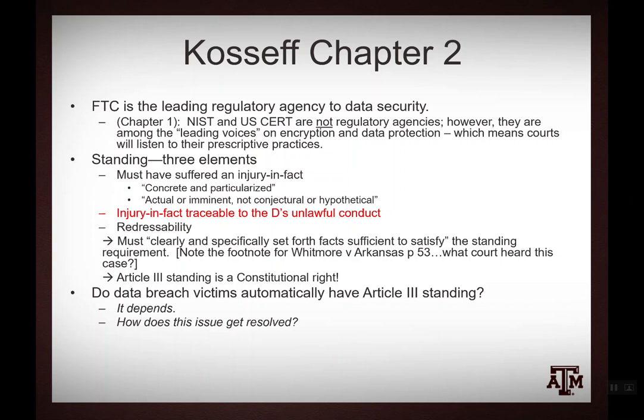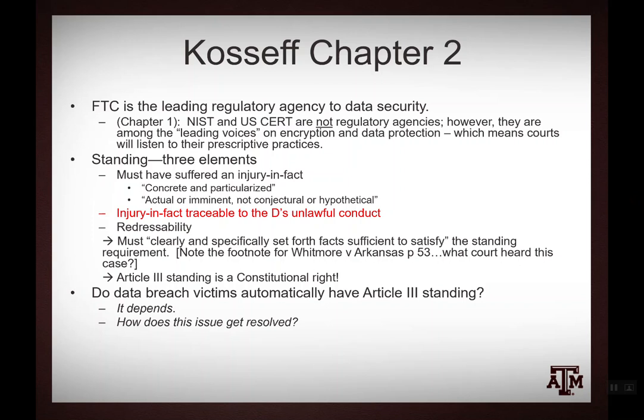You must be able to trace that injury to the defendant's unlawful conduct. Again, another problem in cybersecurity. You get your identity stolen, but you don't know where it happened. How do you go back and know who to sue? And even if you think you know, can you trace it to that defendant's unlawful conduct? The third is it must be redressable. So you must have an injury in fact. It must be traceable and redressable, meaning it can be fixed.